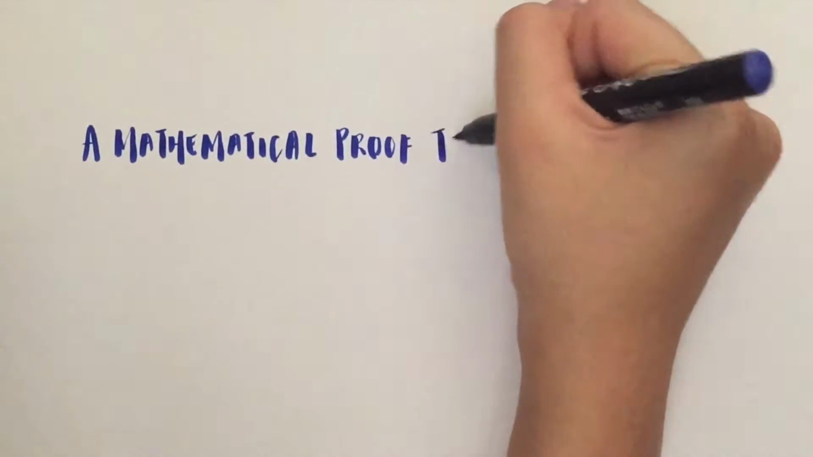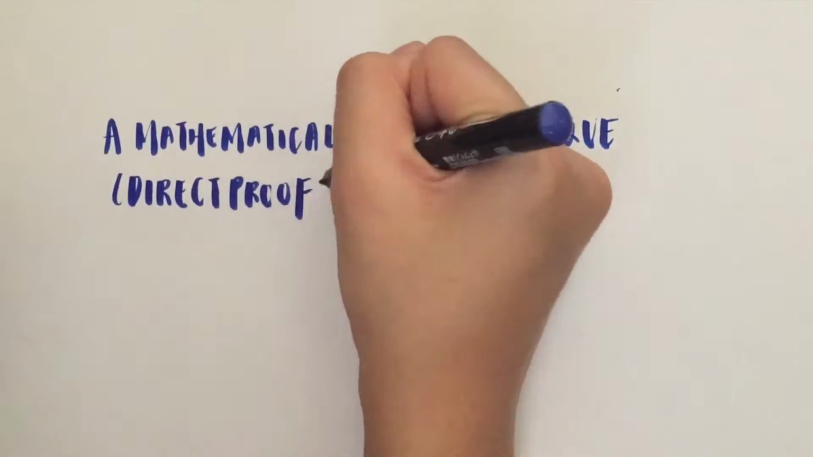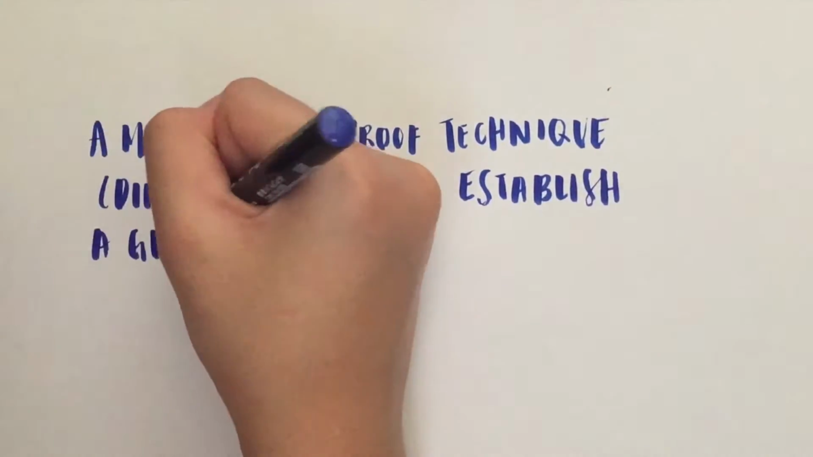A mathematical proof technique used to establish a given statement or conjecture for all natural numbers.